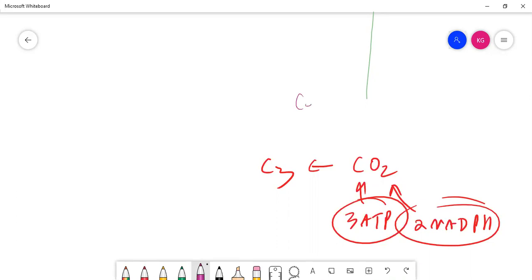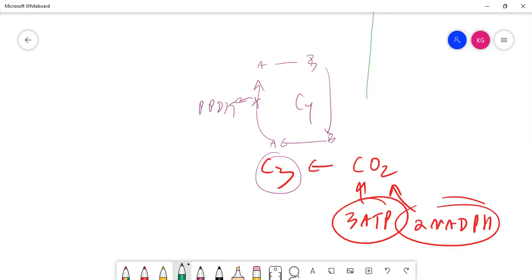Plus यहाँ पे C4 cycle भी हो रही है, C3 भी हो रही है, C4 भी हो रही है. अब C4 में क्या होता है? C4 में A to B, ये आ गए यहाँ पे B to A goes back. यहाँ पे क्या हो रहा था याद है? कौन सा एंजाइम था यहाँ पे? PPDK, पायरुवेट फॉस्फेट डाइकाइनेज. क्या कर रहा था? कन्वर्जन ऑफ ATP टू AMP. C4 cycle also has a certain cost which is equivalent to 2 ATP. That means to capture and fix one carbon, we need 2 more ATP.